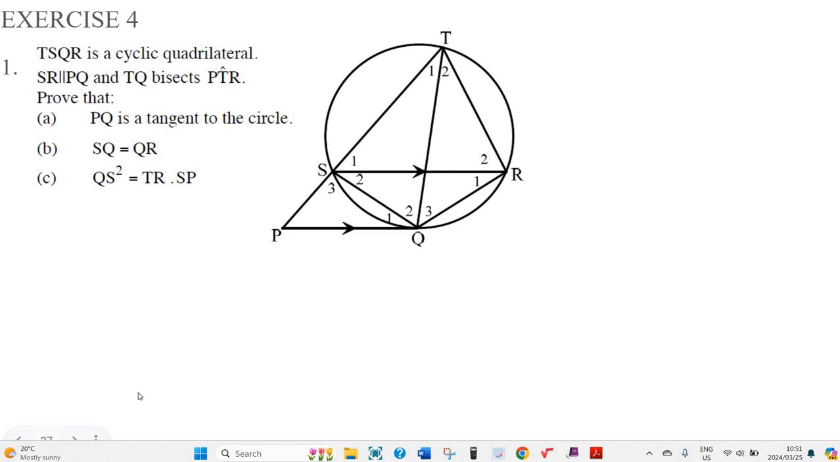Okay, exercise 4, question 1. This is a little bit longer. We're going to do all 3 parts here. It says that TSQR is a cyclic quad. It says that SR is parallel to PQ. And it's important that TQ bisects. That means that T1 equals T2.